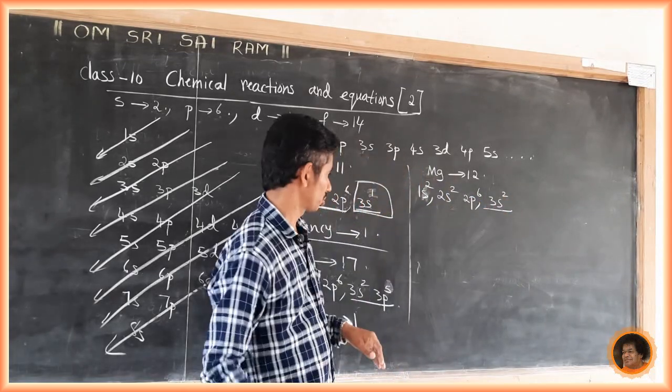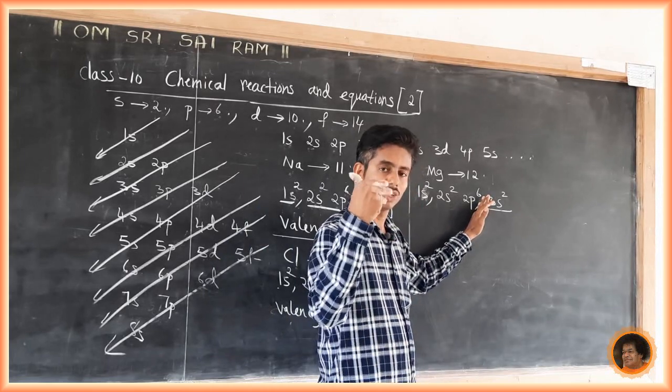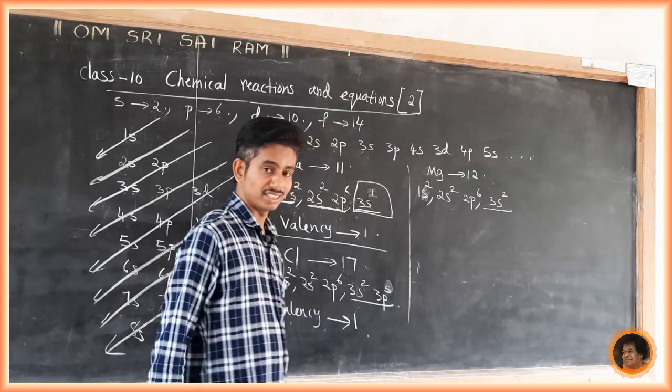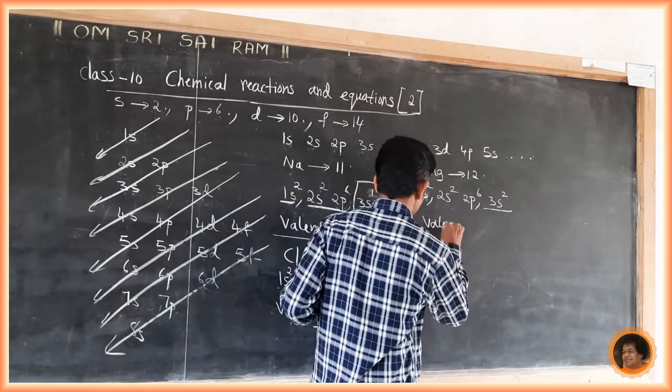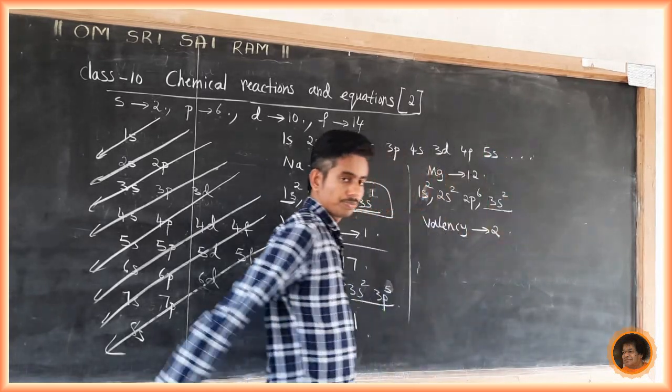So, there are 2 options. One is gaining 6 electrons or losing 2 electrons. Which one is easier? Losing 2 electrons is easier. So, it loses 2 electrons. So, what is the valency? Yes, tell me. What is the valency? It loses 2 electrons. So, valency is 2.